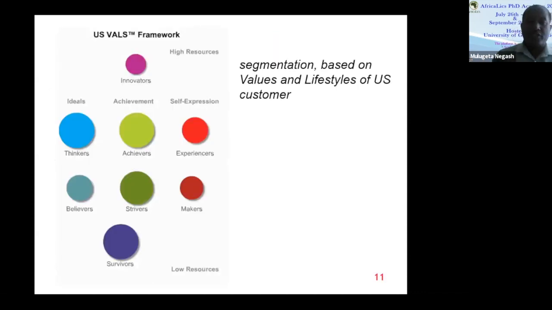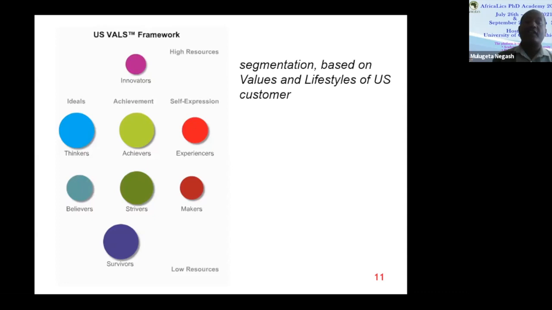For your information, this is the first segmentation based on multidimensional scaling that has been introduced in the United States. This model is called VALS. VALS is for value and lifestyle of United States customers, and they have classified their customers into 8 categories: innovators, ideals, achievers, self-expressers, thinkers, and so on. And this type of segmentation is done by multidimensional scaling.